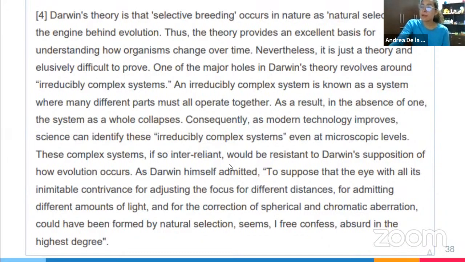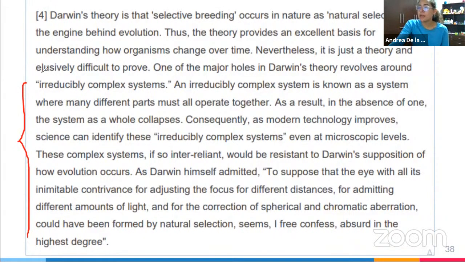That is definitely the main idea in the text, because this is not an idea, right? This is just an explanation. So what is Darwin's theory? Darwin's theory is that selective breeding occurs in nature. And they say this theory provides an excellent basis for understanding how organisms change over time. But then they have this contrasting word, however, nevertheless, this is just a theory and it's elusively difficult to prove. And then, if you noticed, they say one of the major holes in Darwin's theory revolves around irreducibly complex systems. And everything now is about these irreducibly complex systems, right?